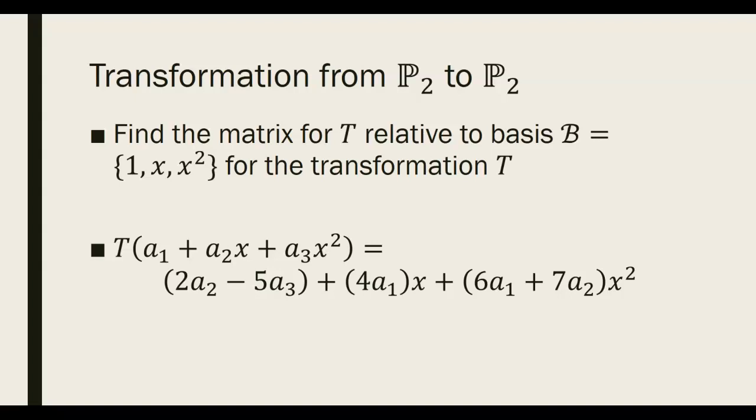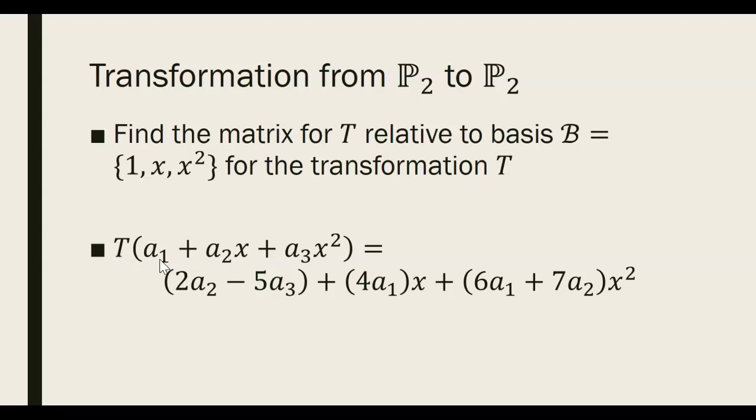And what this allows us to do is go from polynomials of degree 2 to polynomials of degree 2 using the basis 1, x, x squared, just like we did before. And now we can say, well, what's going to happen with our transformation? How are we going to write a transformation which does this?